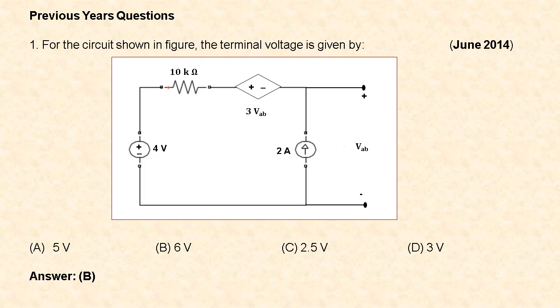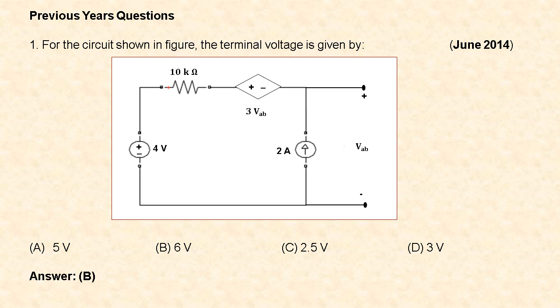Now, let us see the previous year questions. First question: for the circuit shown in the figure, the terminal voltage is given by. This question was asked in June 2014 and they have given a circuit which has a dependent voltage source 3 VAB, an independent voltage source 4 volt, an independent current source 2 amps and a resistor 10 kilo ohm. Options are A 5 volt, B 6 volt, C 2.5 volt, D 3 volt.